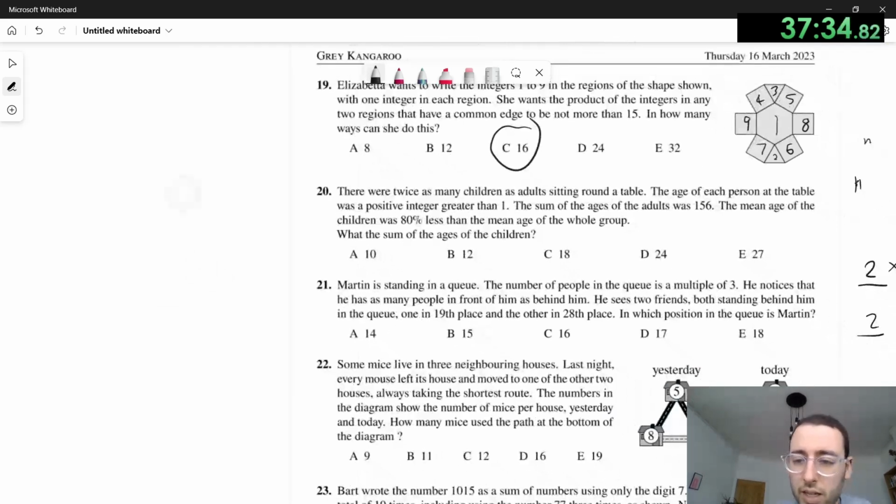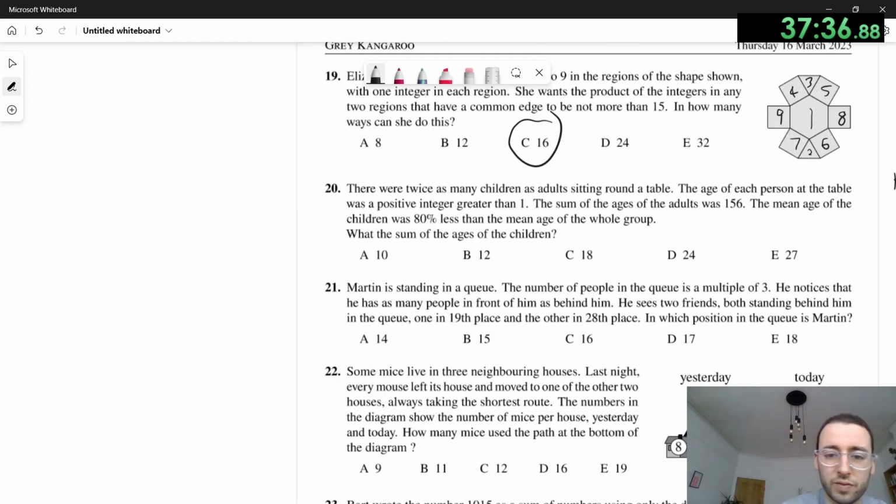There are twice as many children as adults sitting at the table, so children to adults is 2 to 1. The age of each person at the table is a positive integer greater than 1. The sum of the ages of the adults was 146. Okay, what? 80% less than the age of the whole.